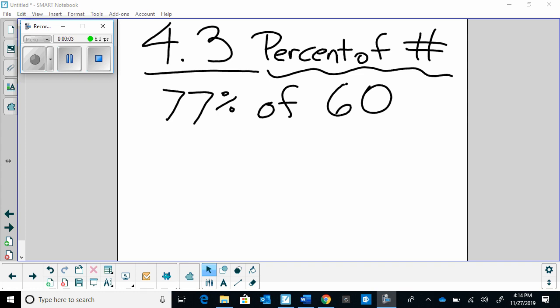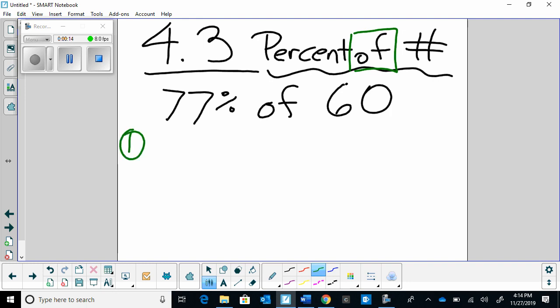All right, so for calculating percentages of numbers, there are 3 different ways to calculate it. There's a mental math way, there is a fractional way, and a decimal way. Okay, so the first one I'm going to show you is going to be the mental math way.